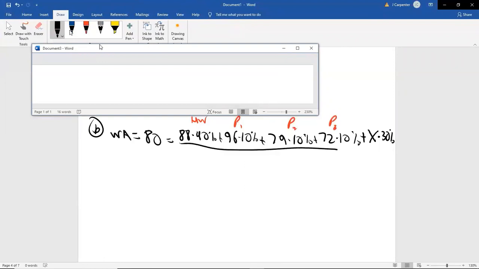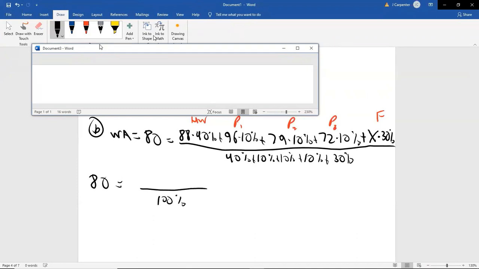And then we divide by the sum of all the weights, and now we are taking all of these things, so that was the final. So it is still 100%. The 40 plus the 10 plus the 10 plus the 10 plus the 30. I'll write it. All right. Now we can't forget about the 80. We still have that 80 over there. The bottom is going to be 100%.